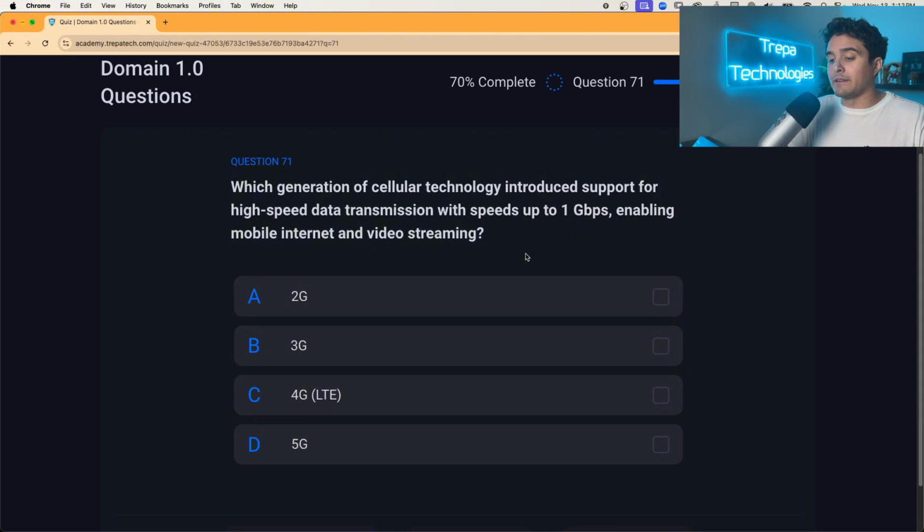Question 71. Which generation of cellular technology introduced support for high-speed data transmission with speeds up to 1 gigabit per second, enabling mobile internet and video streaming? So right off the bat, we're like, that's fast. That's probably going to be 5G. Now, it's actually 4G LTE.